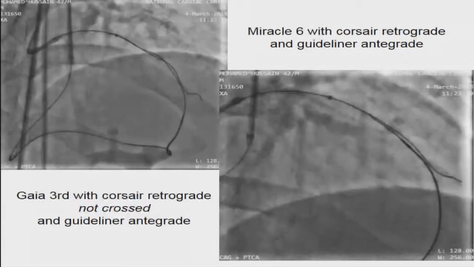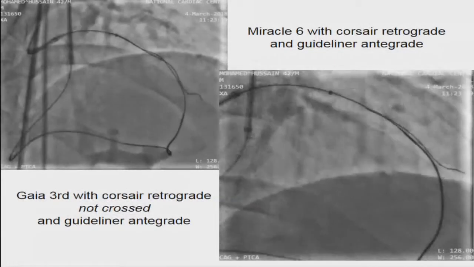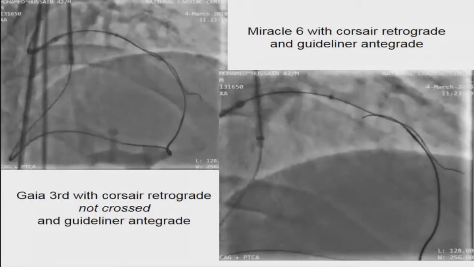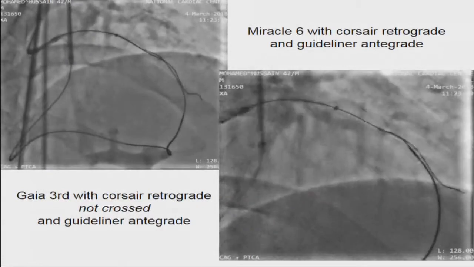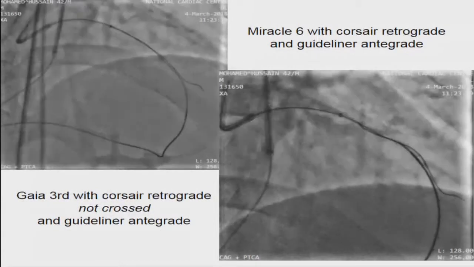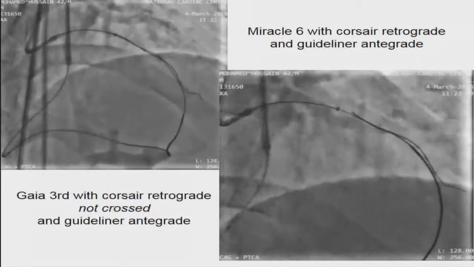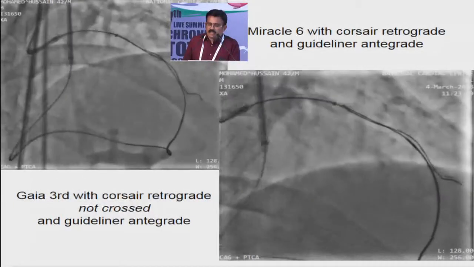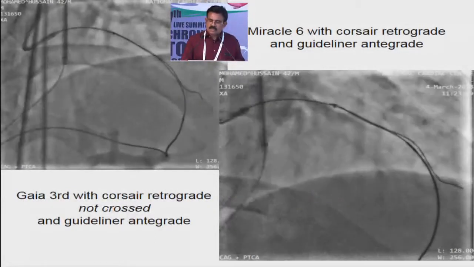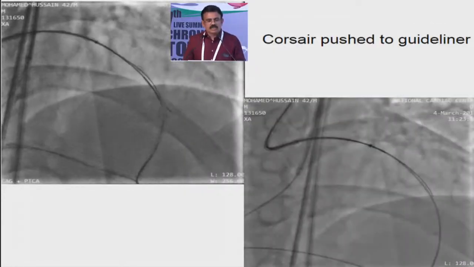We took a Gaia Third wire, not crossed. So when the Gaia Third was not crossed, we took a guide liner there. With the help of the guide liner, since this wire is not crossing, the guide liner is pushed into the normal lumen in the antegrade vessel. Then we took a Miracle 6 wire, the second frame, and the Miracle 6 crossed into the guide liner. Once the wire is going into the guide liner, then you have to take the Corsair up. So the guide liner is crossed.